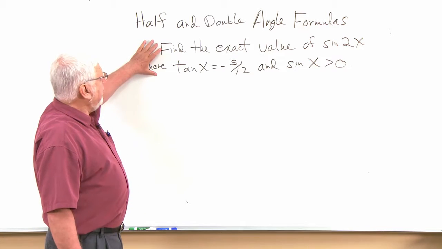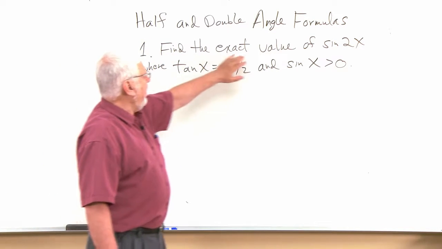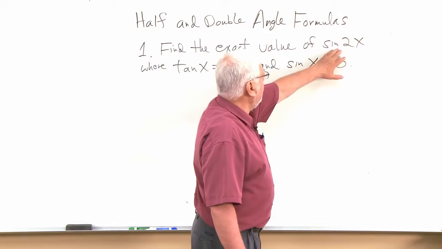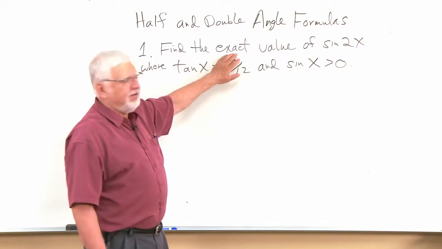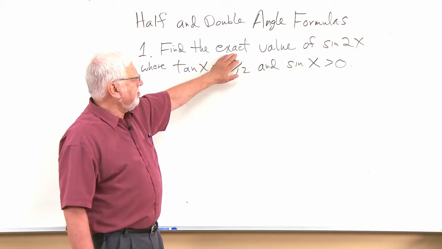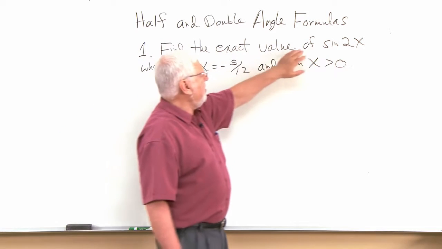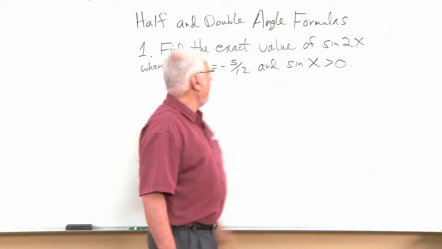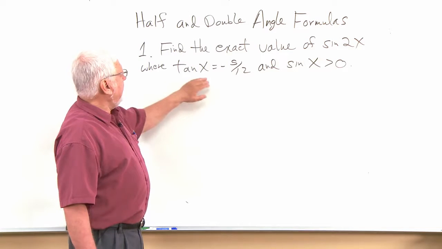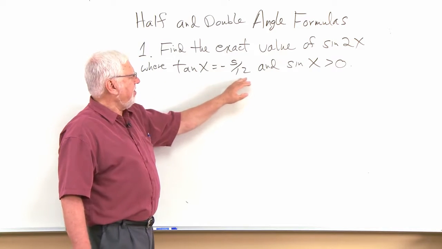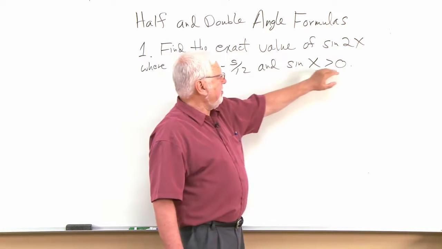Reading this problem, read this over: find the exact value of the sine of 2x. Whenever you see exact value, you know you can't use your calculator. It's not going to help you. So we need the exact value of the sine of 2x, where the tangent of x equals negative 5/12, and the sine of x is greater than 0.